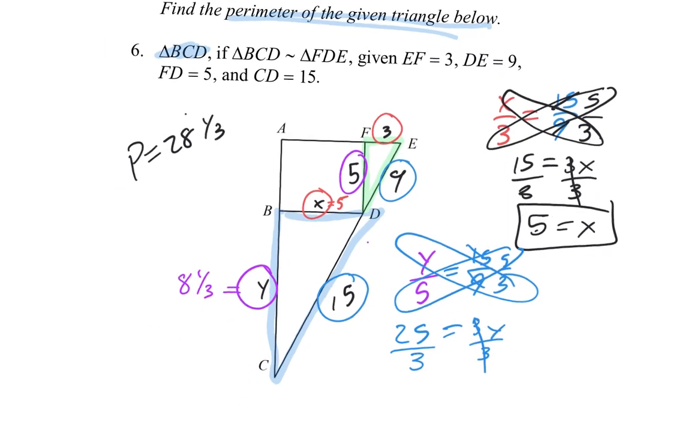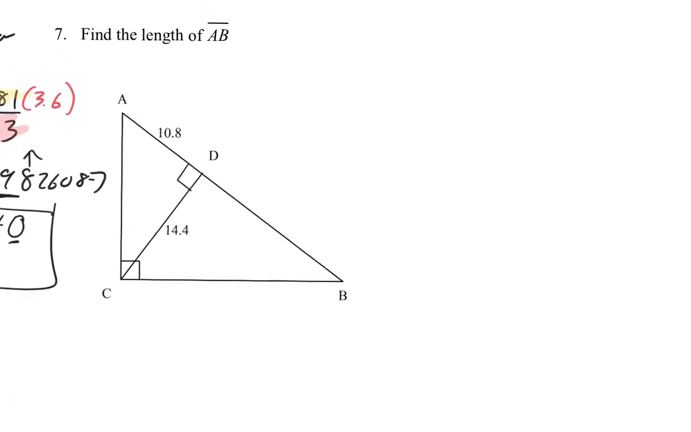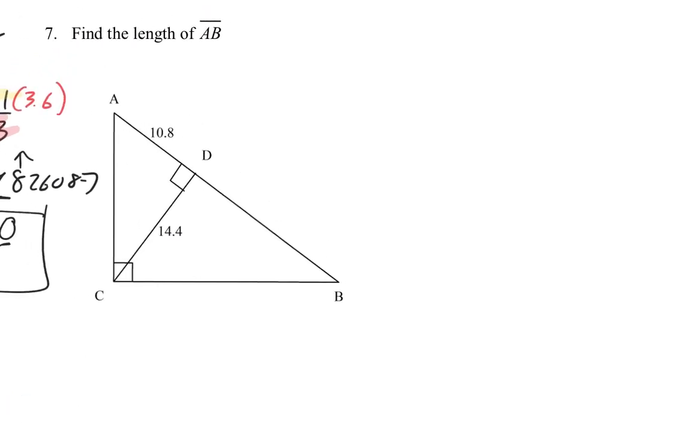All right, one more question to do on here. Let's go for it. Find the length of AB. Okay, so as we look at this, what they really want, the length of AB, they want this total distance here. That's what AB is. Well, in order to do that, I'm going to need to know what DB is. So I'm going to call DB x for now.